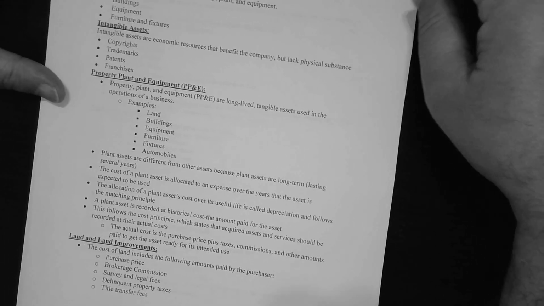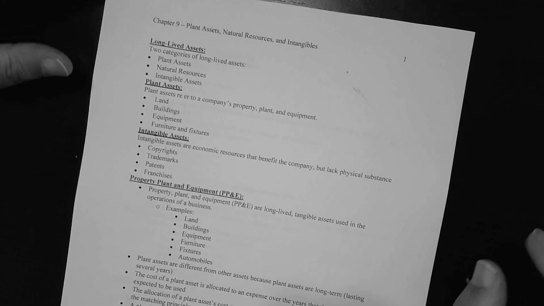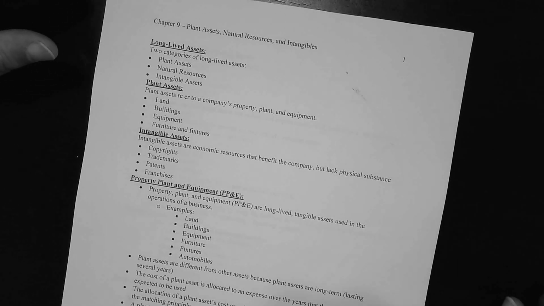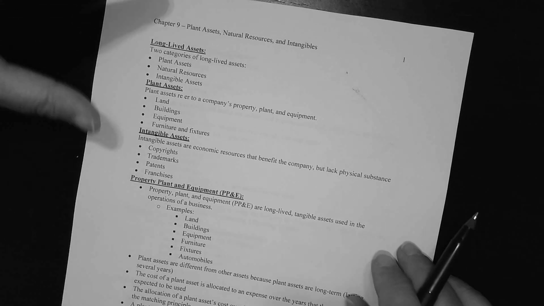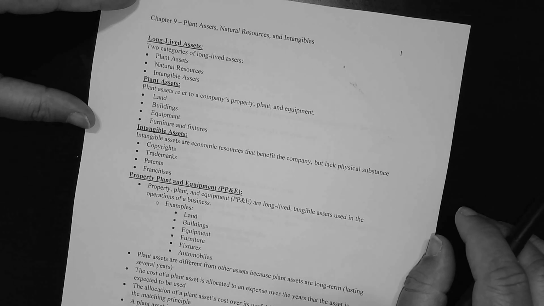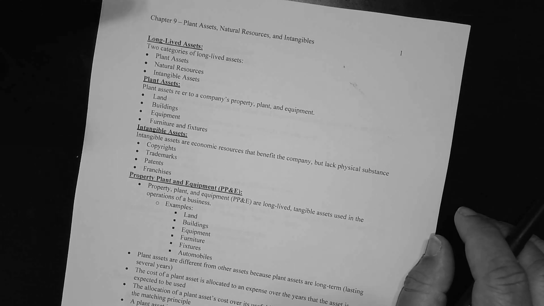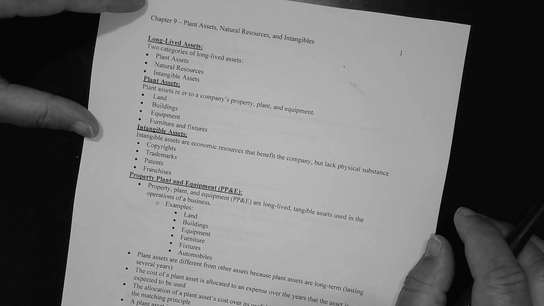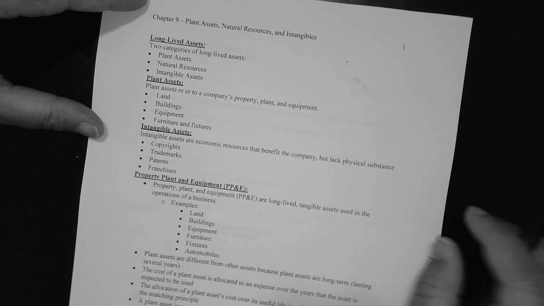Students and scholars, today we are going to talk about chapter number 9 for financial accounting. In this chapter, we are going to discuss various long-term assets. Some of them are what we call property, plant, and equipment, PP&E, and then there are natural resources, and then there are intangibles. So we will start with plant assets, or PP&E, property, plant, and equipment.